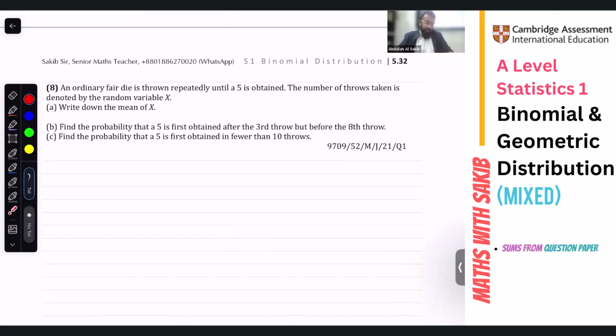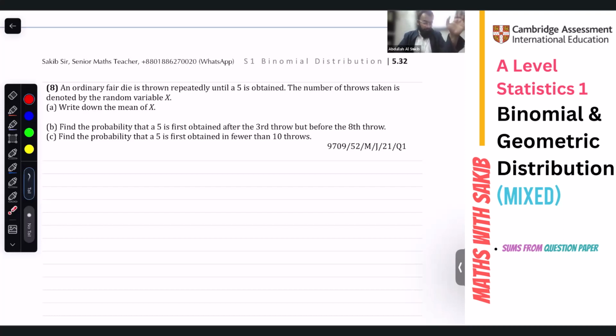Next, question number 8. An ordinary fair die is thrown repeatedly until a 5 is obtained. Geometric. The number of throws taken is denoted by random variable X. Find the mean of X. So we have to find the expected mean of the geometric distribution, that is 1 by p. Which one is the probability of success? Until a 5 is obtained, that means getting a 5 is the probability of success. That is 1 by 6.